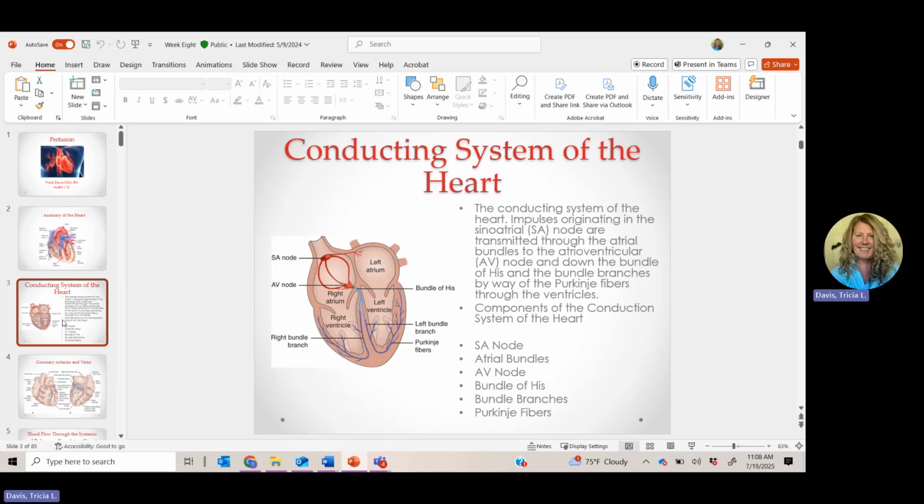In order for that activity to get through that area, it's going to travel through what we call the Purkinje fibers, which are located in our ventricles, right and left. So these are all the very important components of the conduction system of the heart. You guys definitely need to know that for your exam: the SA node, the atrial bundles, the AV node, the bundle of His, the bundle branches, and the Purkinje fibers.